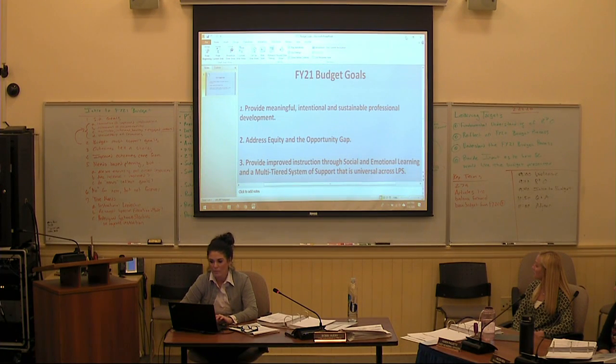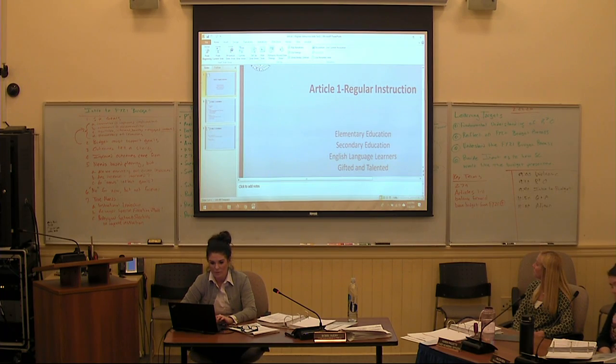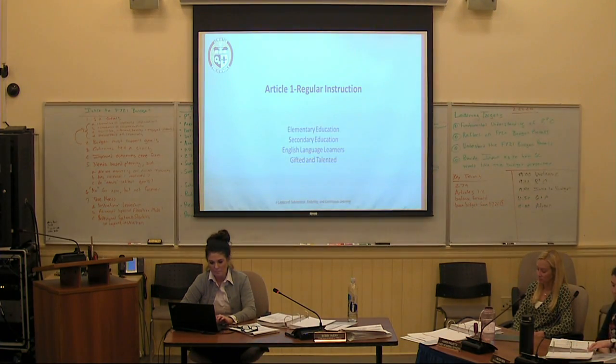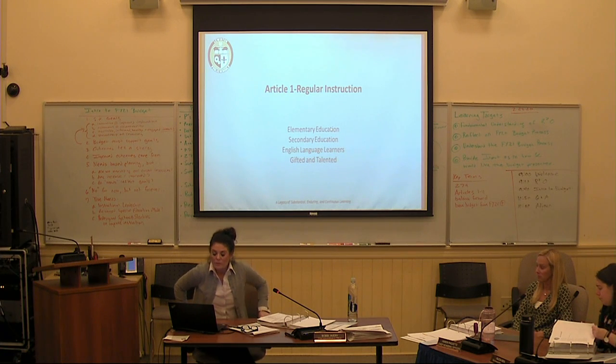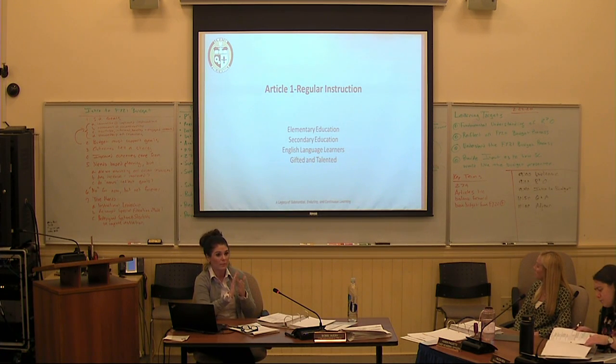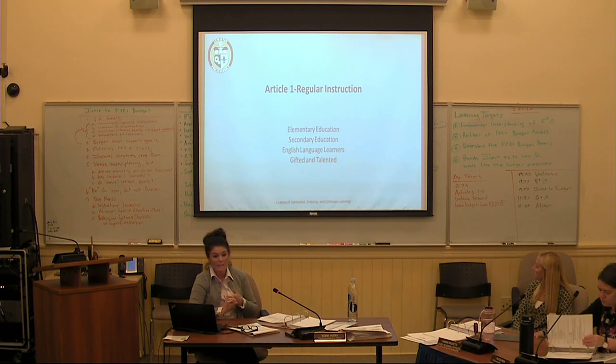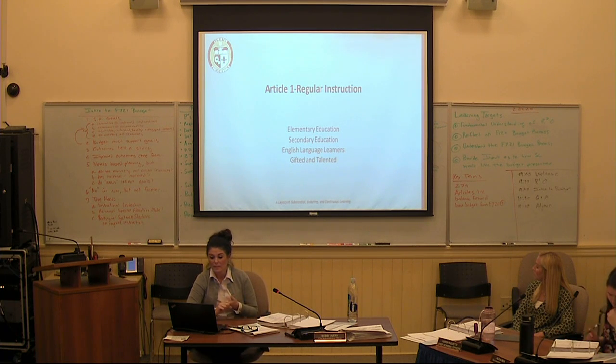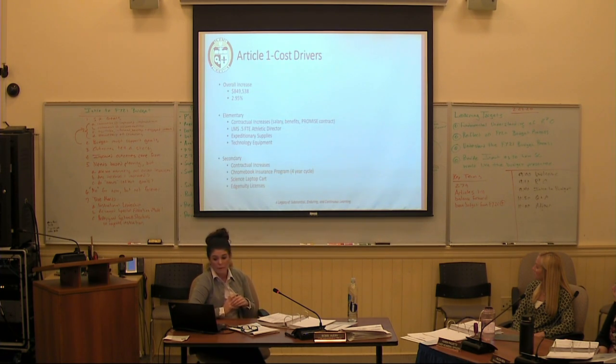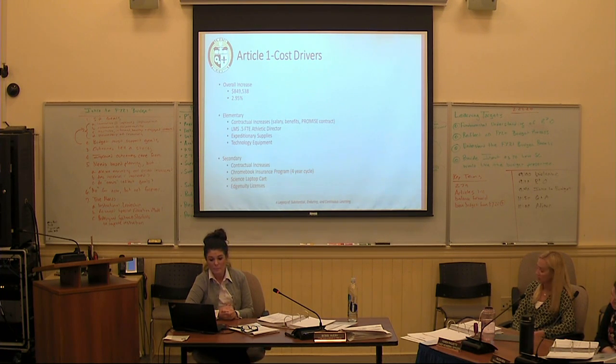All right, so now we're going to move into Article 1, which is regular instruction. Regular instruction is made up of 4 different components. The first component is elementary instruction. The second is secondary instruction. The third is English language learners. And the fourth is gifted and talented. So in Article 1, the cost drivers are this. The overall increase is $849,538, or a 2.95% increase.